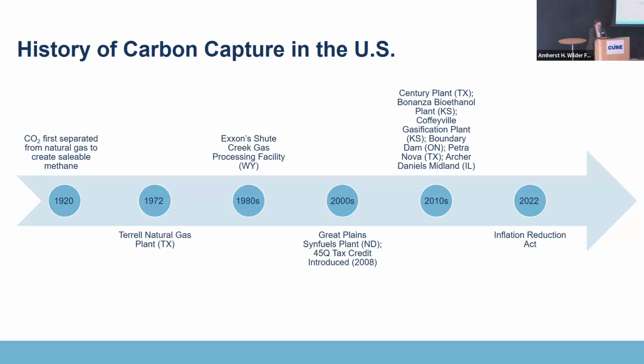That's owned by Occidental Petroleum, and it removes CO2 from the naturally occurring natural gas reservoirs and then transports it via pipeline about 200 miles to depleted oil wells in the Permian Basin. Then we're moving along to the 1980s. One of the main ones that was introduced in the 1980s was Exxon's Chute Creek.